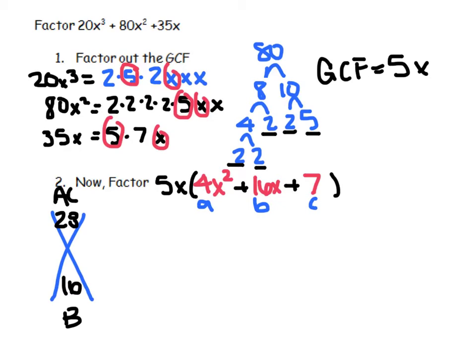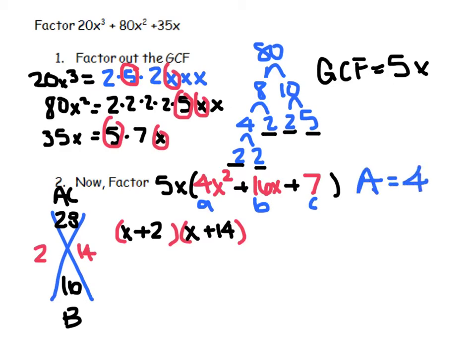Two numbers that do that are 2 times 14. So I just figured out what my parentheses are. I'm using the letter X in this case, so X is what I use for my letter here. I'm going to have X plus 2, X plus 14. Remember now, you look for A, which is your lead coefficient, and in this case is 4. I'm going to divide both of those numbers by 4.